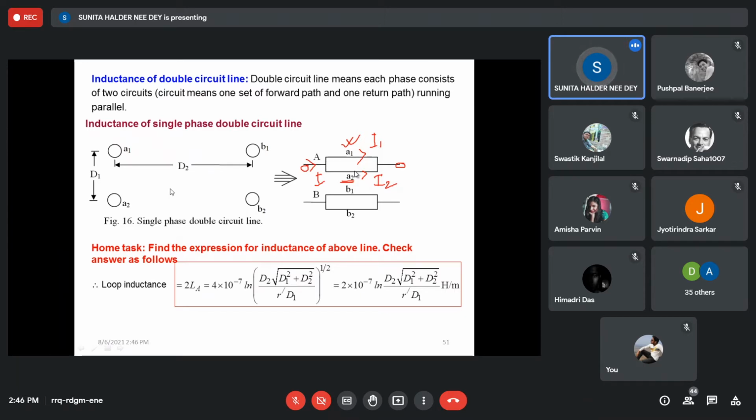You go to the theory and find out the inductance by yourself, using the GMD GMR approach or the flux linkage approach, whichever you can. But you should do it yourself. You can do it.